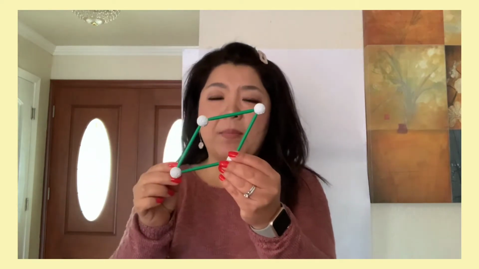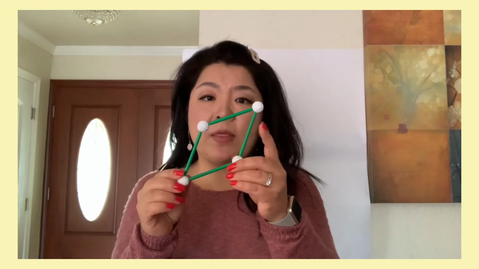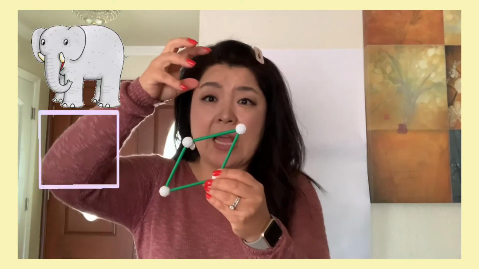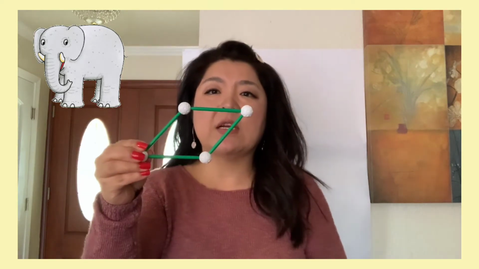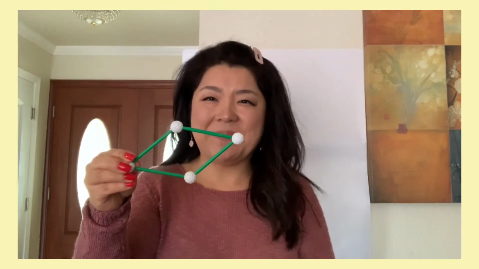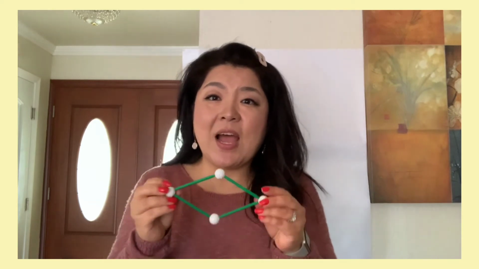A rhombus is like a square, but I always think about a rhombus as it used to be a square, but then an elephant sat on it and then it got squished. So it's a squished up square. All right, let's get ready to do our lesson of the day.